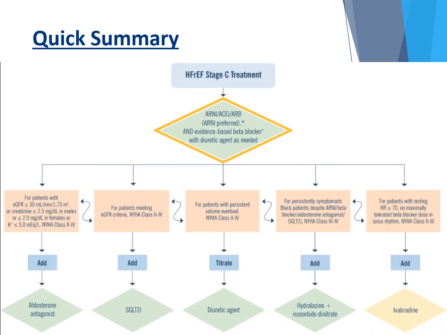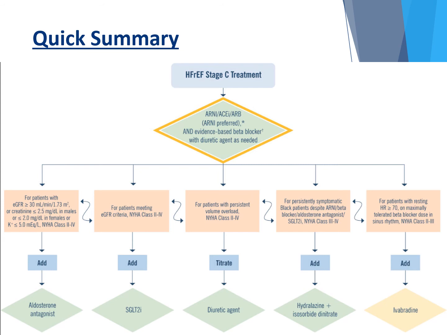So just to recap some of the highlights of what we've talked about so far. ACE inhibitors and beta blockers are standard of therapy for patients with HFrEF, or an ejection fraction of less than 40%. An ARB can be substituted for an ACE inhibitor, and Entresto can be substituted for either an ACE inhibitor or ARB. Spironolactone or eplerenone can be used for patients with HFrEF if they have an ejection fraction of less than 35%.